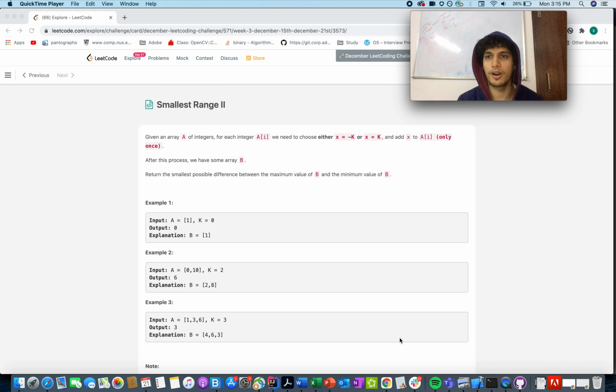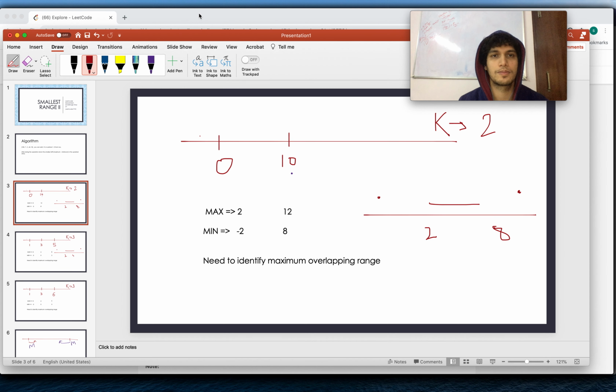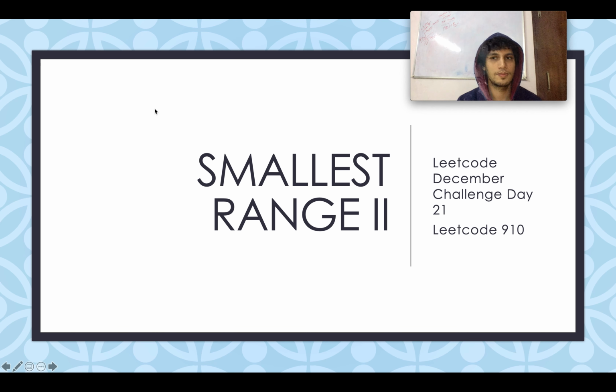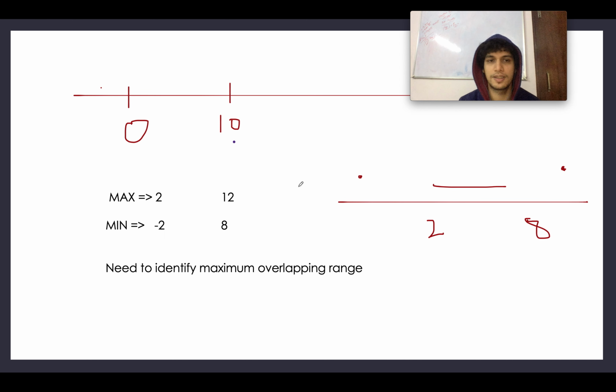Let's walk through the algorithm that I have created for this. As I'm restating the question here, you are given an input array, you can add k or subtract k from the numbers. After doing the operation, you want to identify the smallest difference between the maximum minus minimum in the updated array. Let's walk through a few examples here.